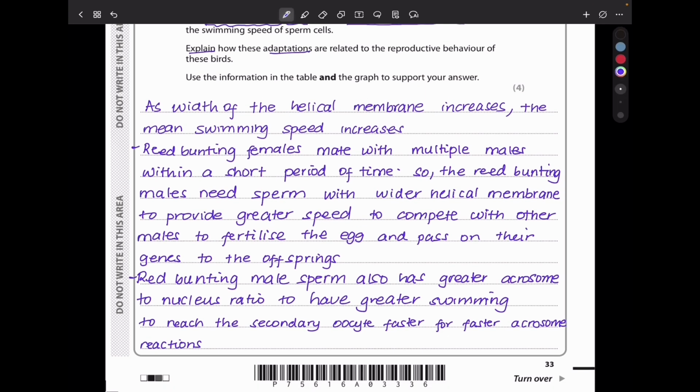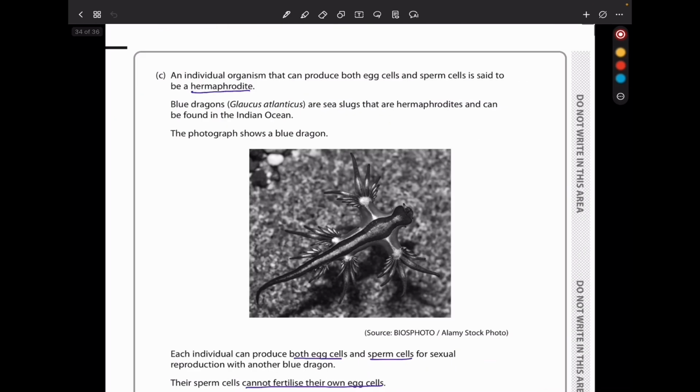The red bunting, and again this should be red bunting male sperm, also has greater acrosome to nucleus ratio to have greater swimming speed to reach the secondary oocyte faster for acrosome reactions to occur.